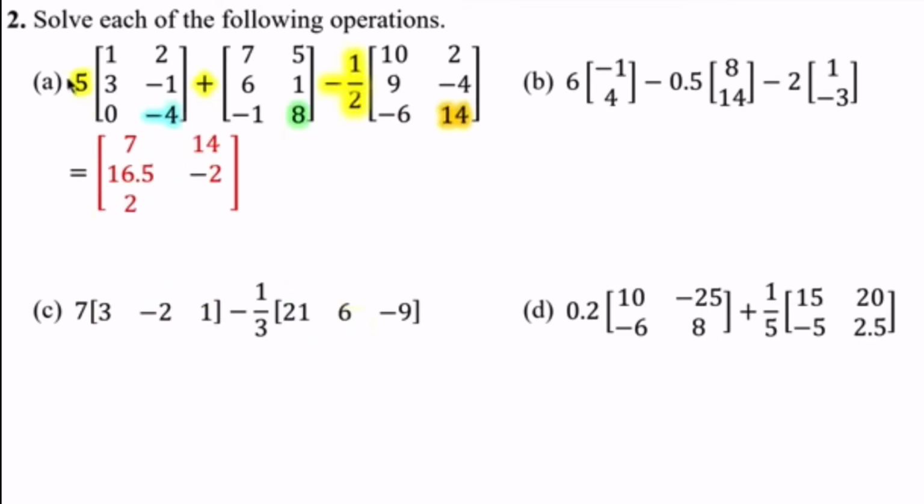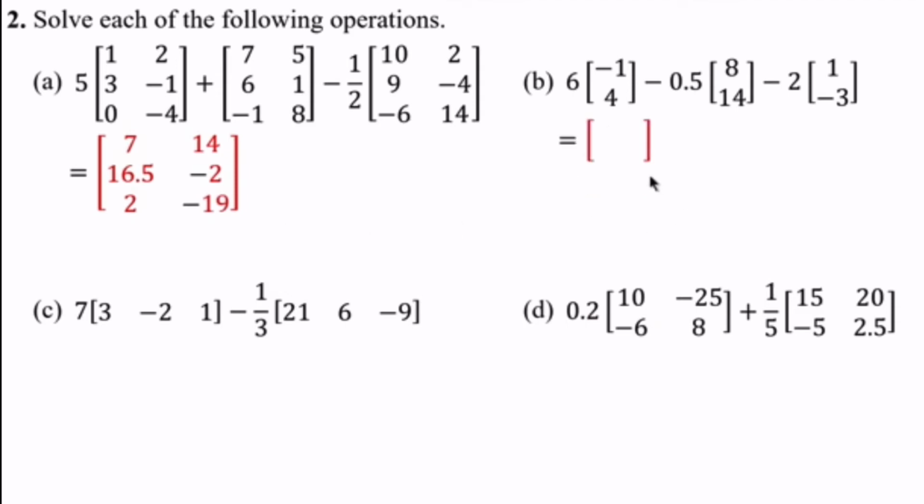And then we have 5 times negative 4 plus 8 minus 1 over 2 times 14. So the answer will be, you can double check twice using calculator. So negative 19. So this is the answer for question A. Alright. So most important is to be careful because it's very easy to make mistakes. So we need to be very careful. Okay. So let's see B.